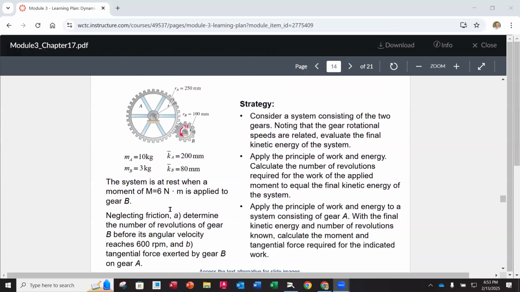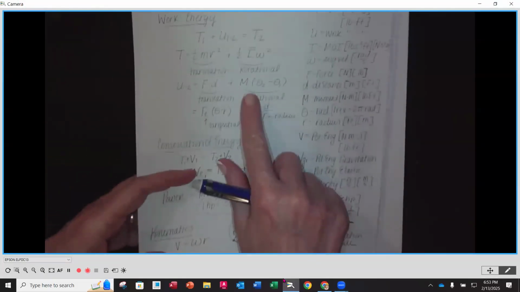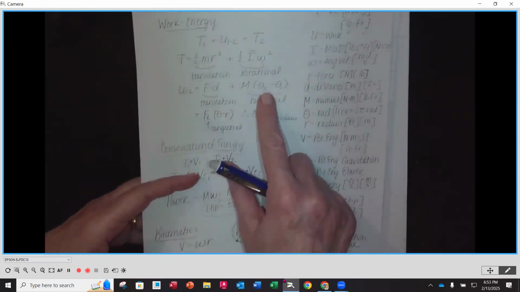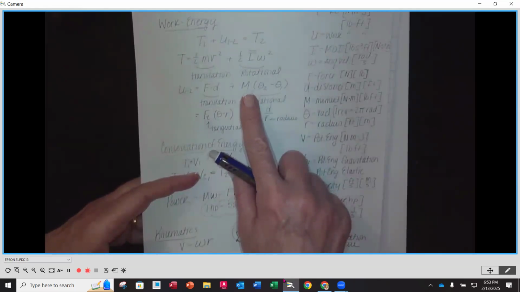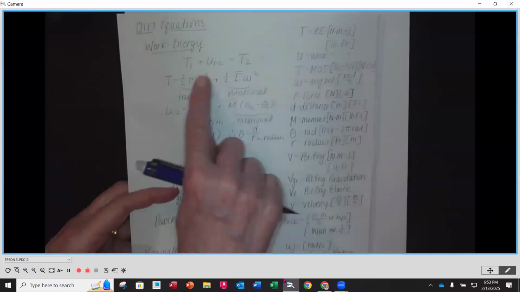Now, in part A, we're trying to determine the number of revolutions of a gear. We are going to be using the work-energy theorem because, in the work here, we've got angles, and this is going to be in radians, but then we can convert it to revolutions. So we're going to be using that moment. We're going to use the work-energy theorem up here, and then we'll be able to solve for the revolutions.